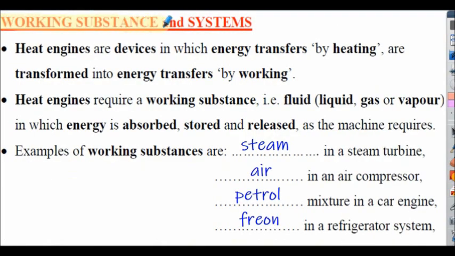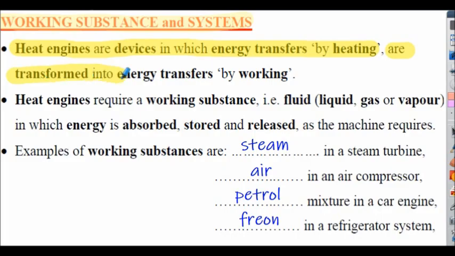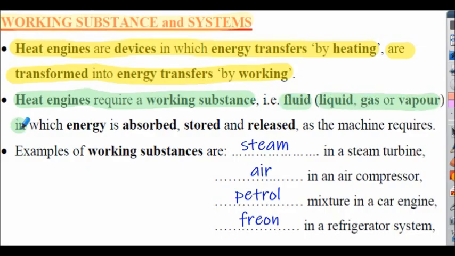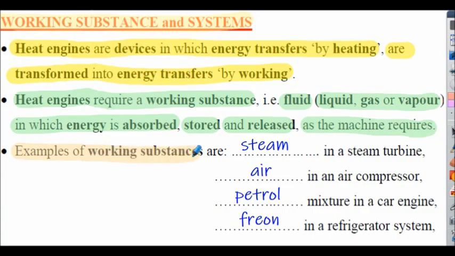Working substance and systems. Heat engines are devices in which energy transfers by heating are transformed into energy transfers by working. Heat engines require a working substance, fluid, liquid, gas or vapour, in which energy is absorbed, stored and released as required. Examples of working substances are steam, used in a steam turbine, air, used in an air compressor, petrol mixture, used in a car engine, freon, used in a refrigerator system.